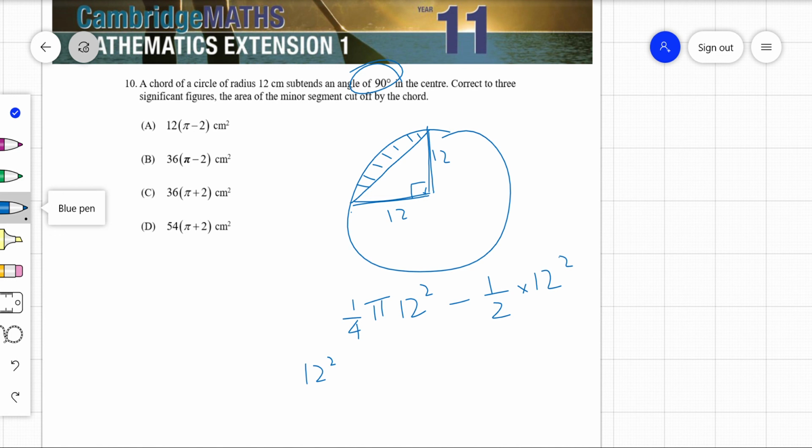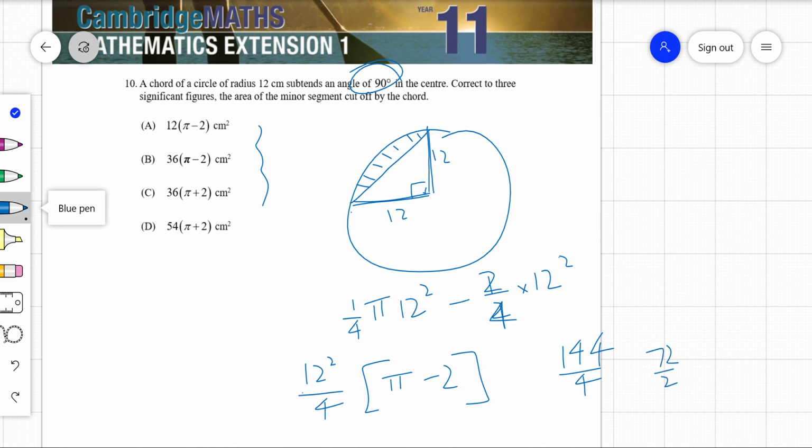and then I might also take out, because I can see that there are no fractions in the answer, so I'm going to take out a 4. I'm going to factorize by 12 squared on 4. So that one's just pi, and the second one, to make that 4, I'll make a half 2 on 4 instead. So this will be minus 2. So I can already see it's going to be pi minus 2, so it's either A or B, and 12 squared on 4 is 144 on 4, and so that should be 36. So 72 divided by 2 is 36, yeah, so it's B.